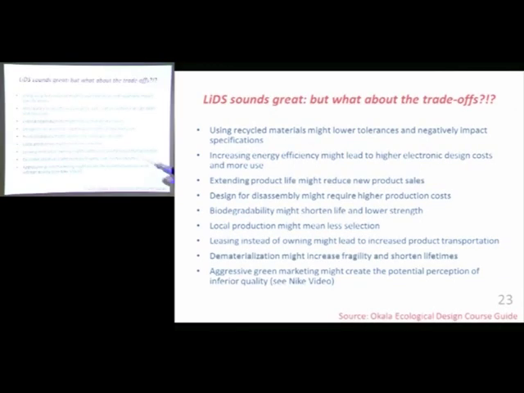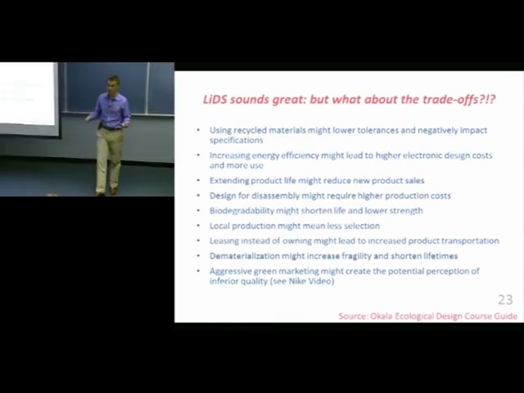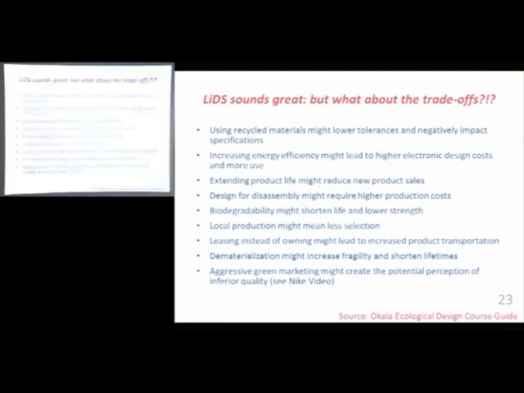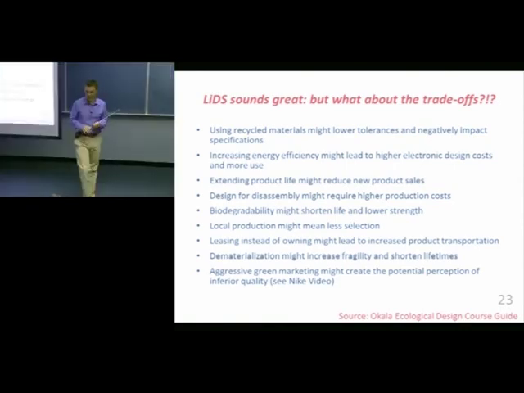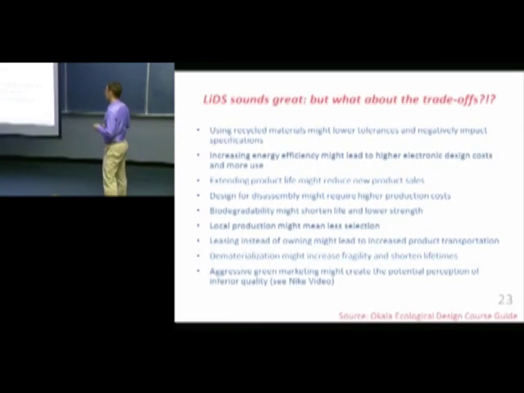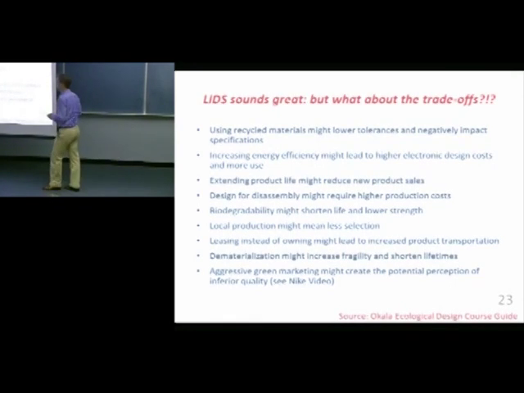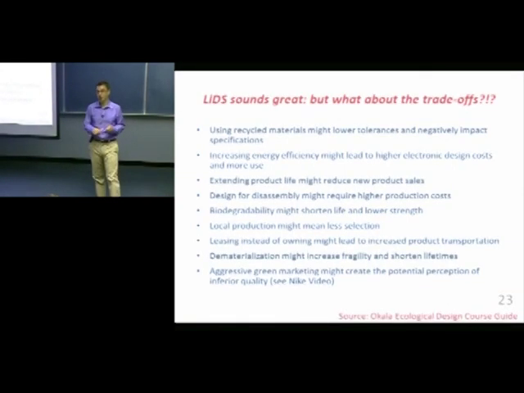Biodegradability could shorten life, could lower strength, so you might have more product coming out of that. So these are just some examples. If you design a cell phone that has less plastic in it, maybe it's not going to last as long. We know about the relative electronics footprint compared with the housing there. So we've got to think about the trade-offs, and that's the basic message with the LIDS wheel.